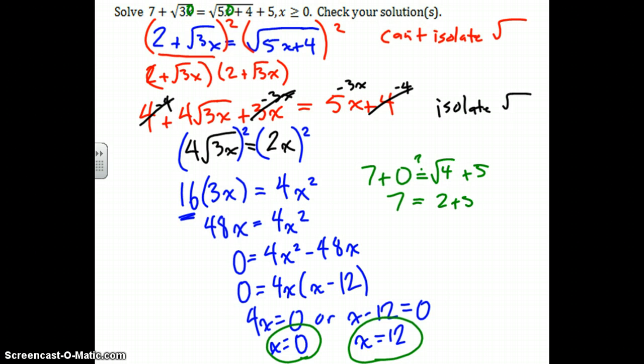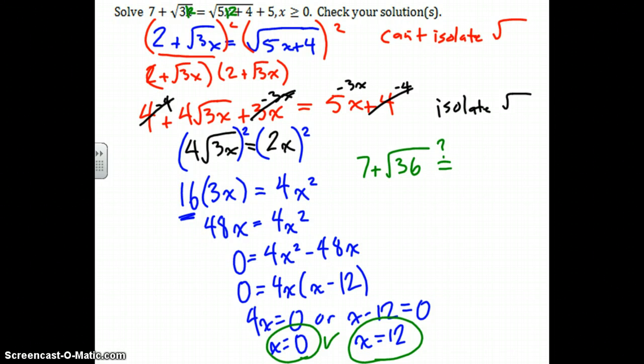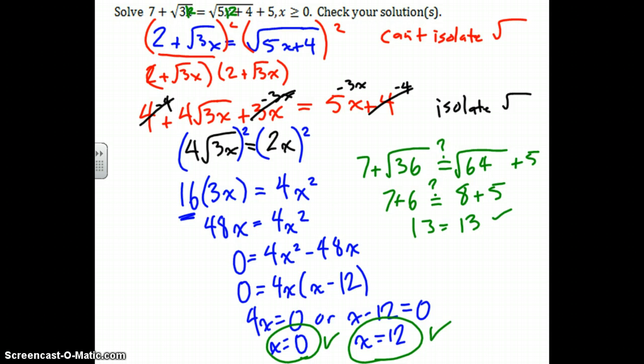7 equals 2 plus 5. Is that 7? Yes. Okay, so that first solution works. Second one, we want to check to see if 12 works. So plug 12 in there, 12 in there. So I get 7 plus square root of 3 times 12, so 36. Is that equal to 5 times 12 is 60, so square root of 64 plus 5? So this is 7 plus 6. Is that equal to 8 plus 5? And yeah, they're both equal to 13, so that solution works as well.